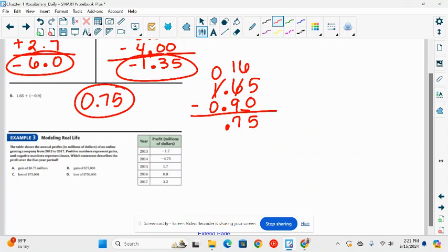It says the table shows annual profits in millions of dollars of an online gaming company from 2013 to 2017. Positive numbers represent gains, negative numbers represent losses. Which statement describes the profit? How are we going to calculate the overall profit? Add them all together. But you're not doing the average. We're just adding it all together.